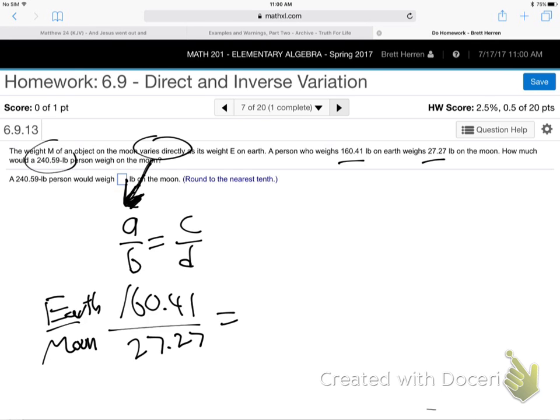And then over here, 240.59, that's Earth weight, over what would that person weigh on the moon? X right there. Is that good? Just 2 equal fractions, solve for X. Use your calculator. They want decimals on this one.